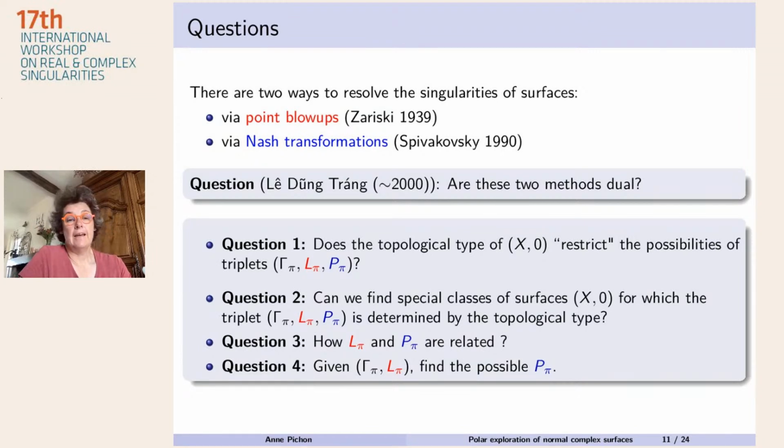Okay, and also you can resolve a surface singularity by a finite sequence of normalized Nash transformations. This result is due to Mark Spivakovsky in 1990. And there, the first irreducible components of the exceptional divisor appearing are precisely the ones corresponding to the Nash transformation of the original surface.